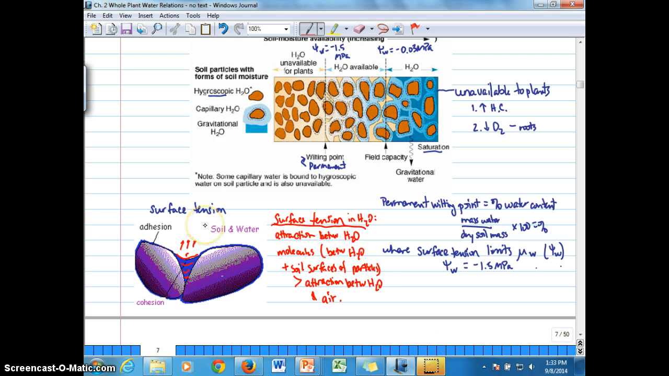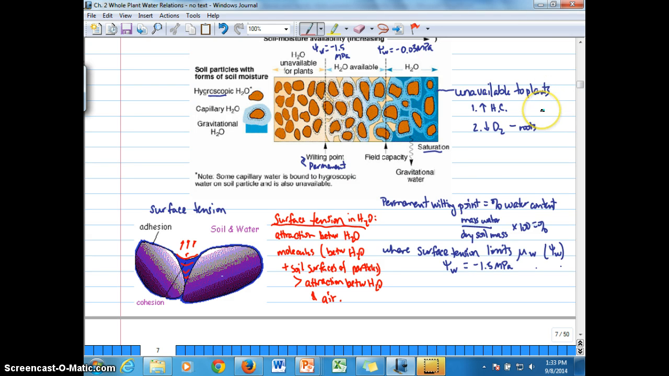Okay. So this high degree or increasing degree of surface tension in soil is what we're seeing happening over here on this side of the water content gradient, which is also unavailable to plants. It's unavailable to plants because the water is more attracted to the surfaces of soil particles than it is to air, and there's not enough water to move through the spaces in general.